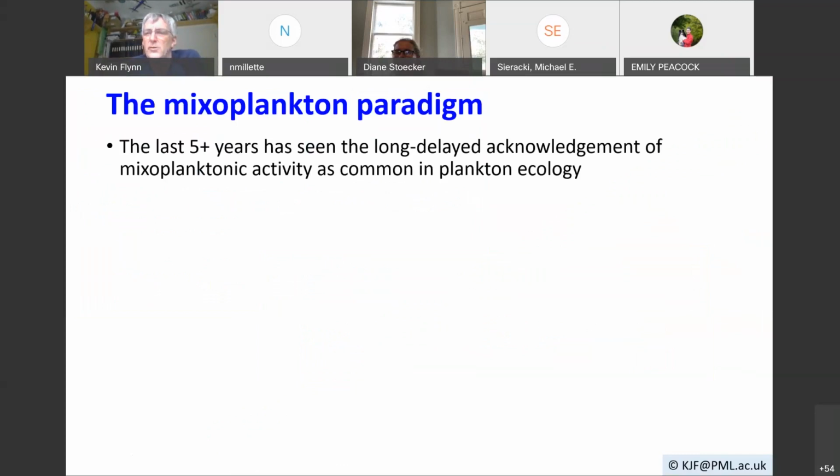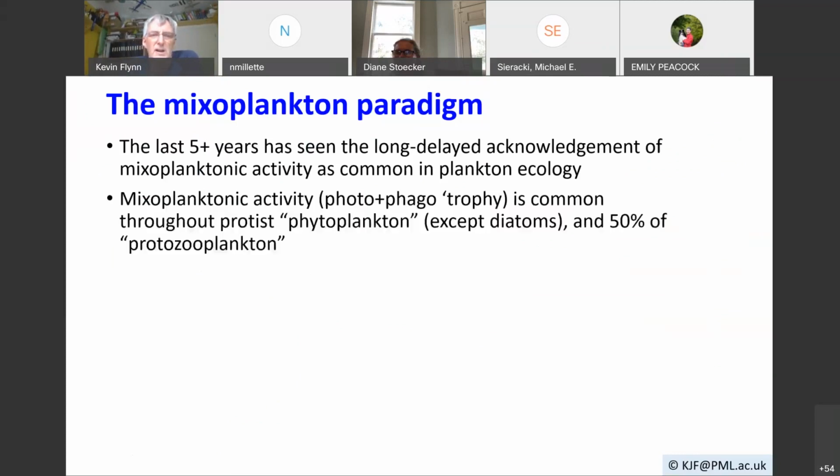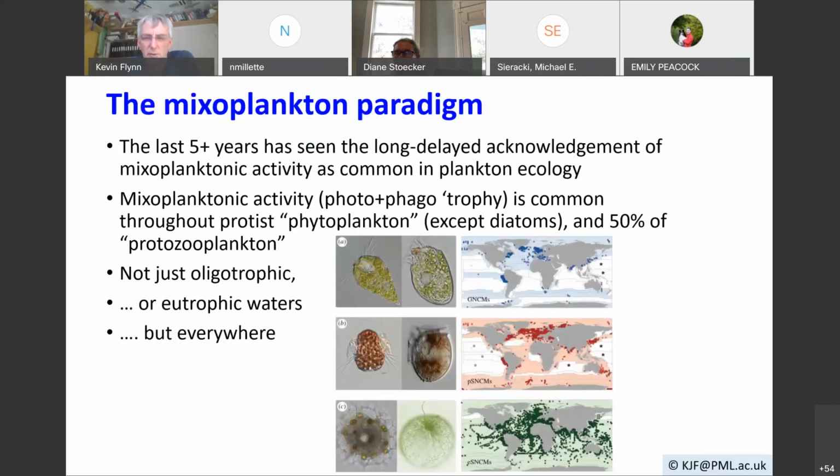We now bring it all together and see that collectively these things are indeed important. They're not insignificant. It's common throughout the protist phytoplankton, with the exception of diatoms. And when you start telling people, look, Emiliania huxleyi eats bacteria, even though it's covered in coccoliths, people will then actually start listening to you, that this may actually be important. It's not just oligotrophic, not just eutrophic, but everywhere.